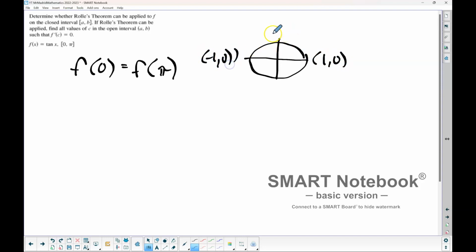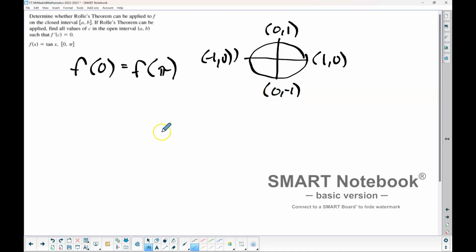1, 0. And if you're awesome with this, good. If not, just take time, look at the unit circle, and try and retain a lot of those properties that you guys used back in pre-calculus trigonometry.